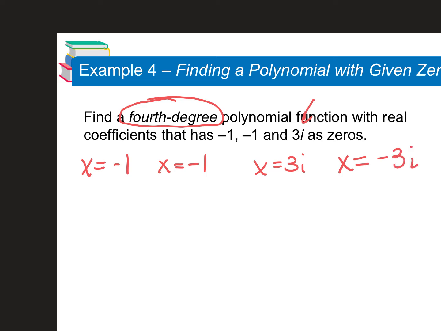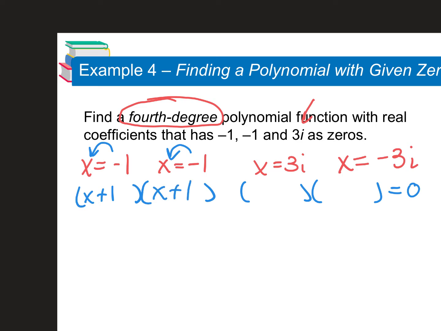And now we're going to work backwards. We're just going to create 4 binomials, and then we're going to FOIL them out and combine like terms. So when I move negative 1 over here, this becomes x plus 1 in my binomial. When I move negative 1 over here, this becomes x plus 1. When I move positive 3i over, this becomes x minus 3i. And when I move negative 3i over, this becomes x plus 3i. And we're just going to FOIL everything together.